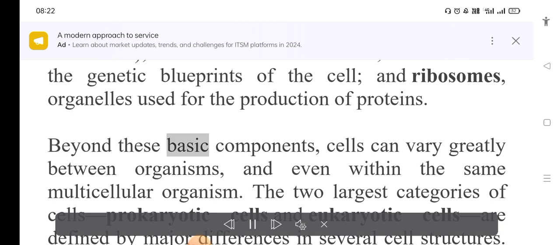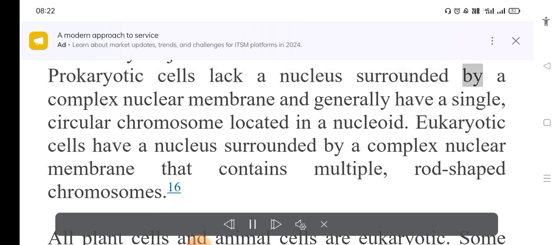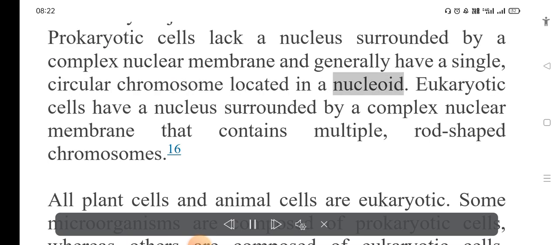Beyond these basic components, cells can vary greatly between organisms, even within the same multicellular organism. The two largest categories of cells, prokaryotic cells and eukaryotic cells, are defined by major differences in several cell structures. Prokaryotic cells lack a nucleus surrounded by a complex nuclear membrane and generally have a single, circular chromosome located in a nucleoid. Eukaryotic cells have a nucleus surrounded by a complex nuclear membrane that contains multiple, rod-shaped chromosomes. All plant cells and animal cells are eukaryotic.